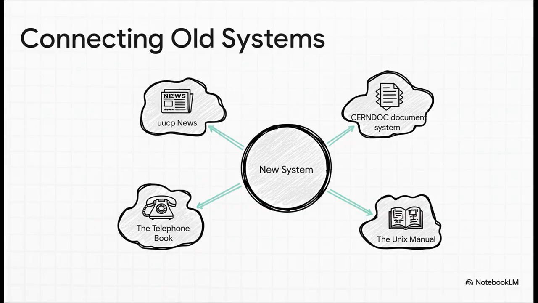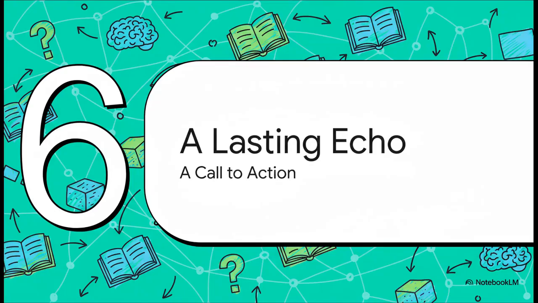A browser could tap into the newsgroups, the CERN document system, existing file systems on computers, even something as simple as the CERN telephone directory. It could take all these separate islands of information and weave them together into one single searchable web. And the proposal doesn't end with a bunch of technical details. It concludes with this big philosophical call to action, a vision that, honestly, still gives me chills today.